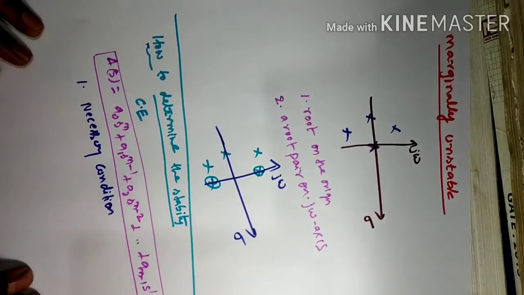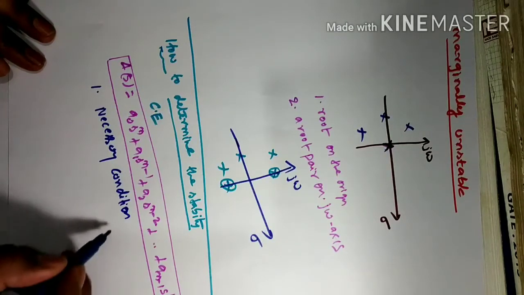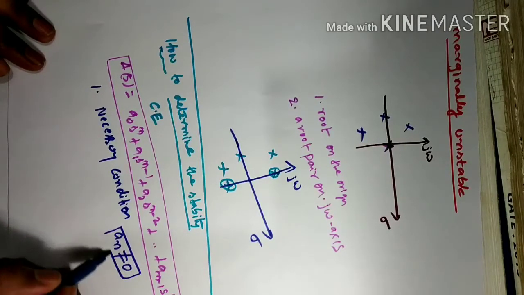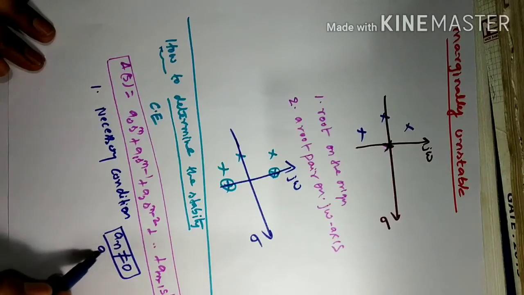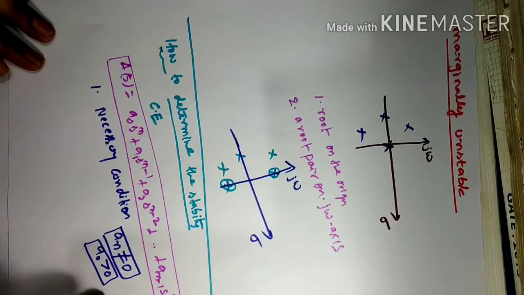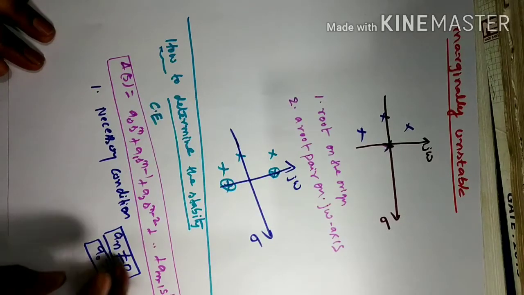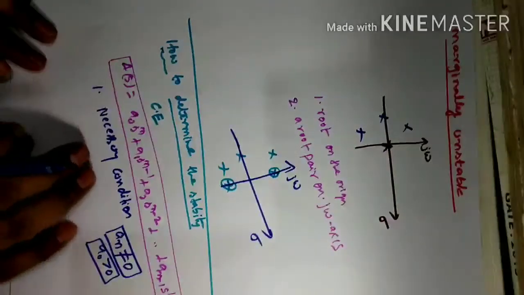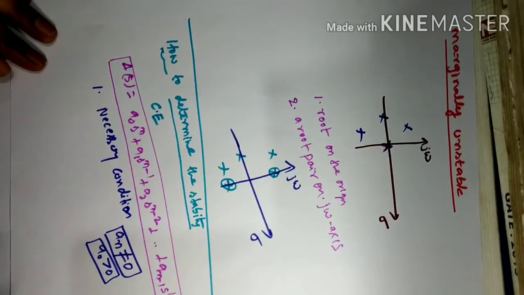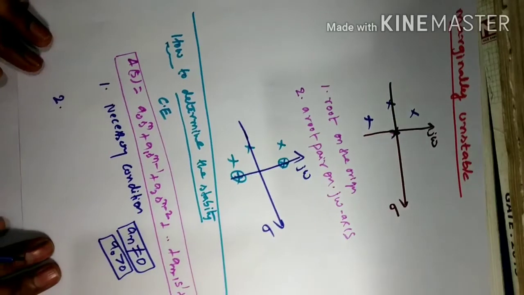What does the necessary condition say? The necessary condition says that an is not equal to 0, and the second thing, a naught should be greater than 0. If these two conditions are satisfied, the necessary condition is satisfied. If these two conditions fail, the necessary condition fails, so we can't go further to the sufficient condition. Next one is the sufficient condition.